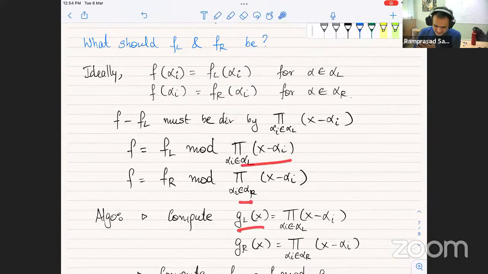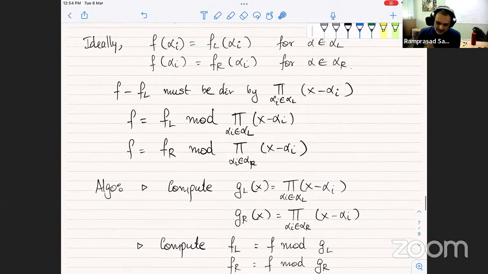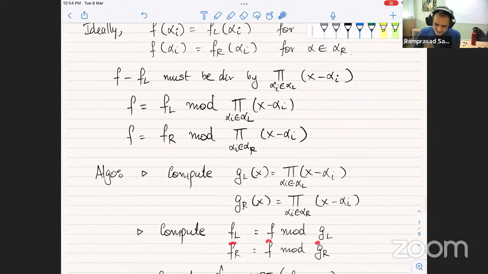Let's first compute these products. Let's call that GL and let's call this GR. And I'm going to compute FL to be F mod GL. What does this mean? It's just saying compute the remainder of F when you divide by GL. GL is fortunately a polynomial of degree n by 2. So therefore, the remainder is something of degree strictly smaller than n by 2. So FL and FR are both polynomials of degree about half what you started off with.